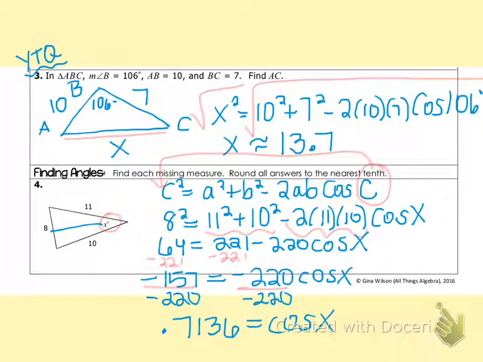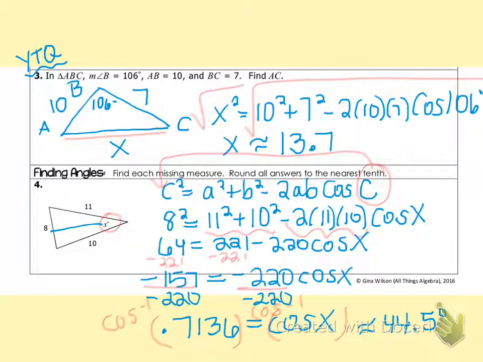And finally we're to where the cosine's by itself, so now is where we would do that inverse cosine, and that would tell us our angle. It's inverse cosine of 0.7136, and that's going to tell us our angle is about 44.5 degrees.